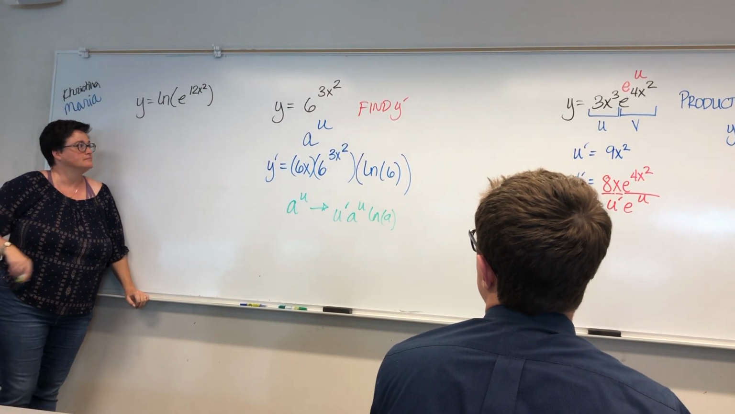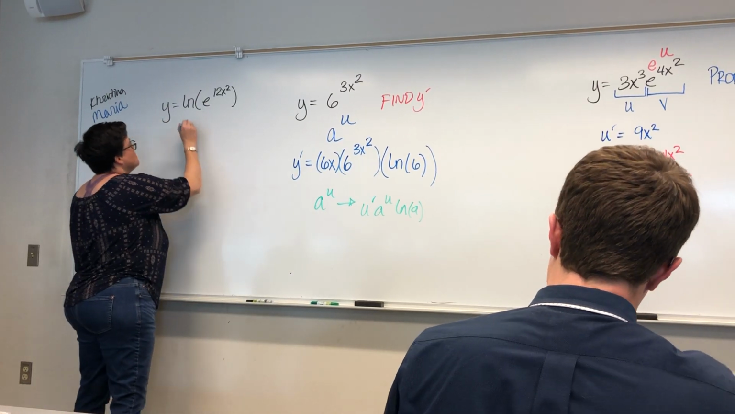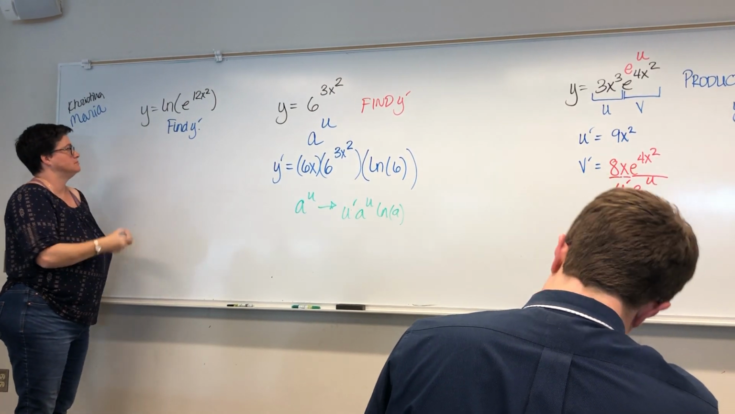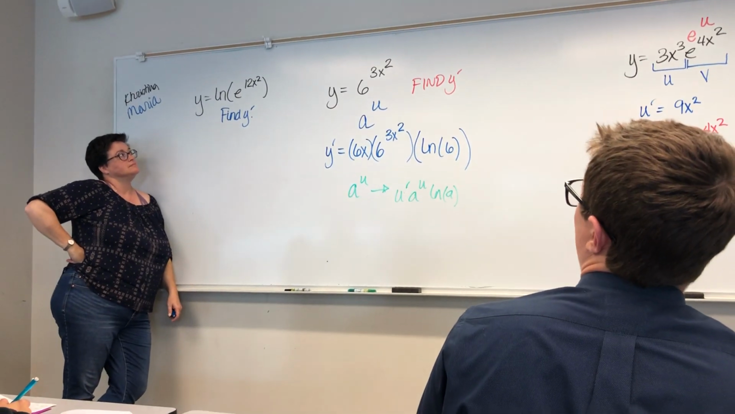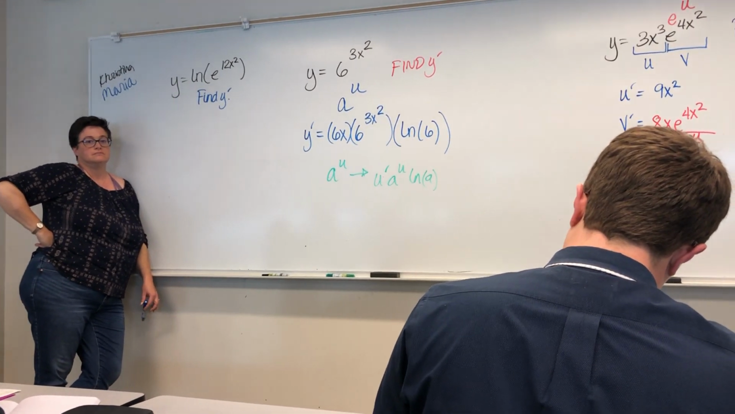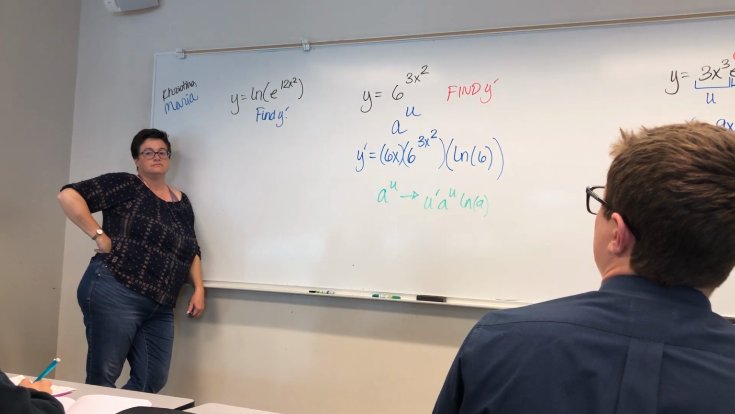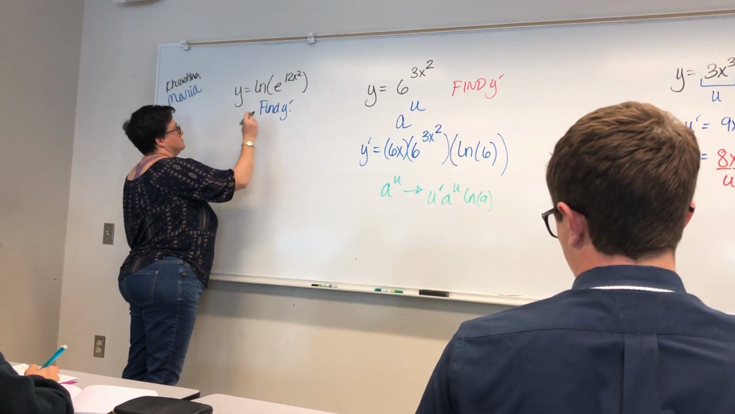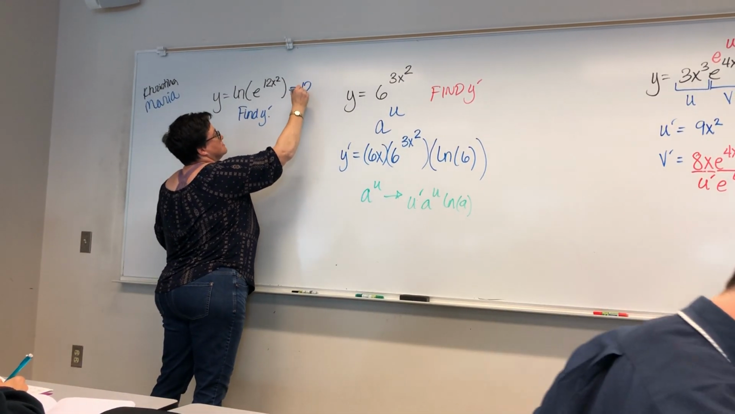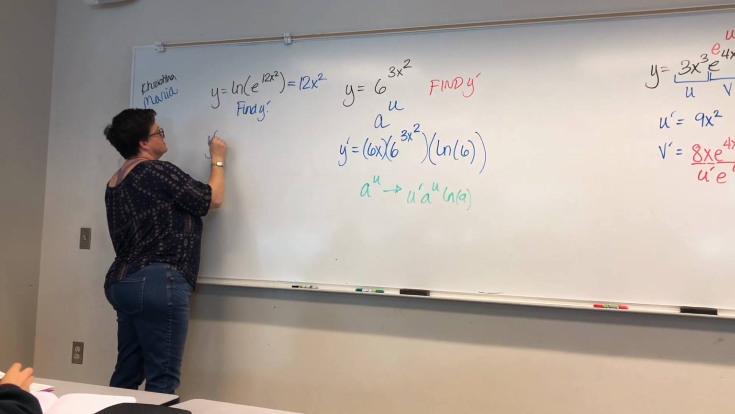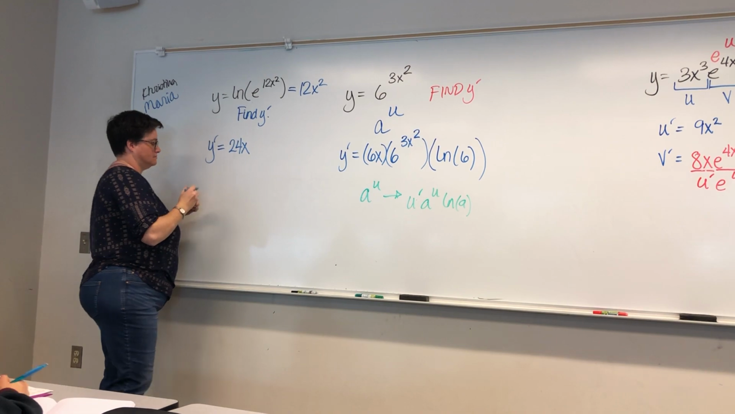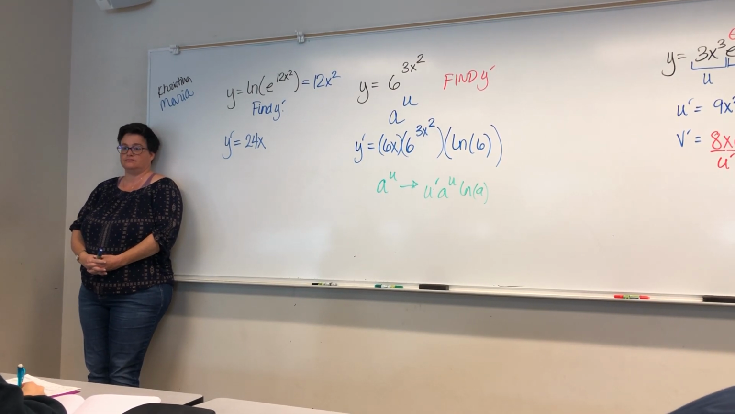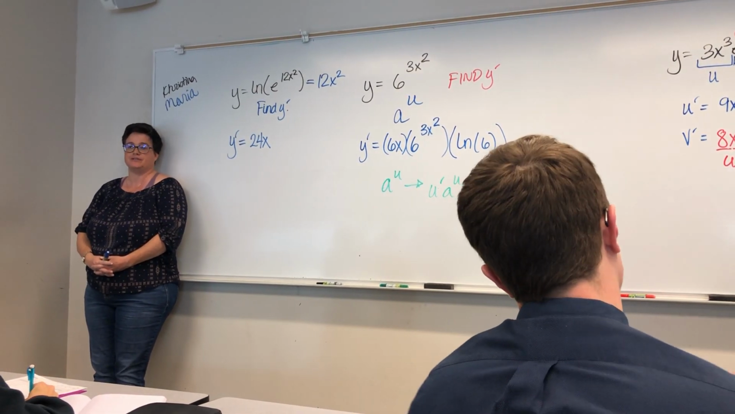What's the derivative? The ln of e raised to the power of x is equal to x. So what is this equal, guys? 12x squared. So what's the derivative of 12x squared? 24x. So did we use the one which is ln of e raised to the power of x? Yep, that's absolutely what we just used.